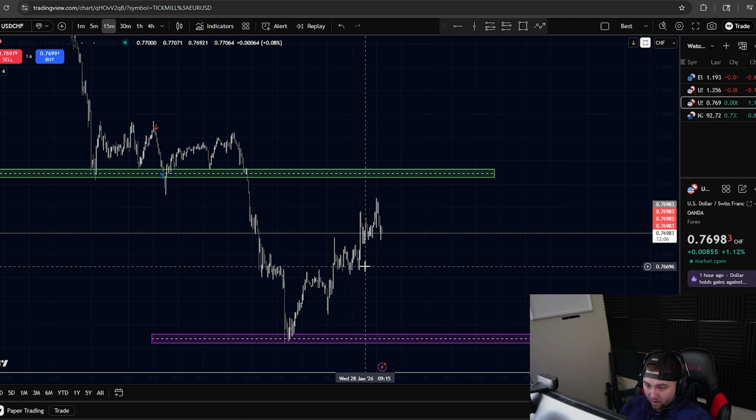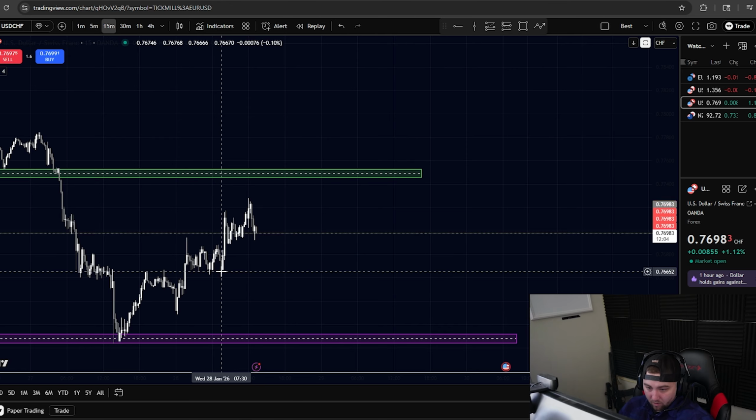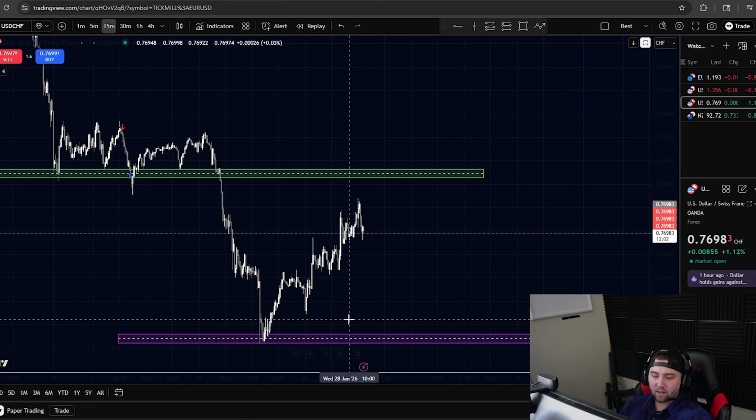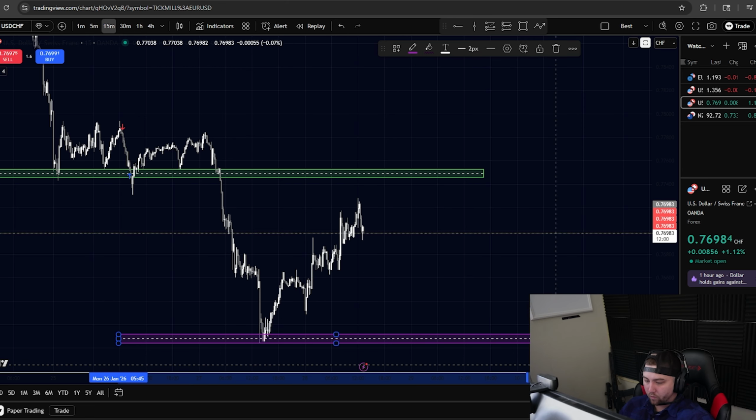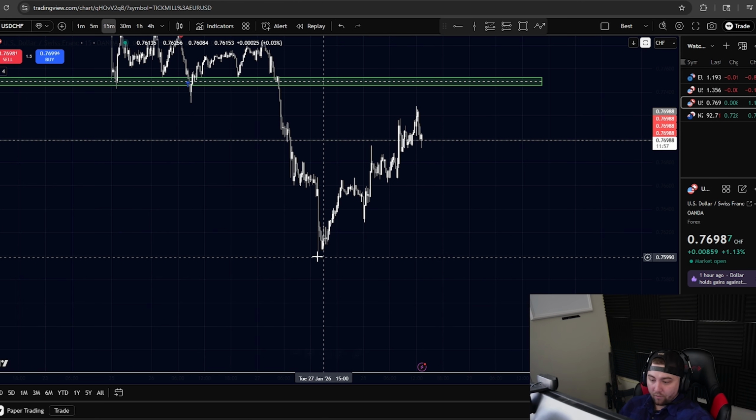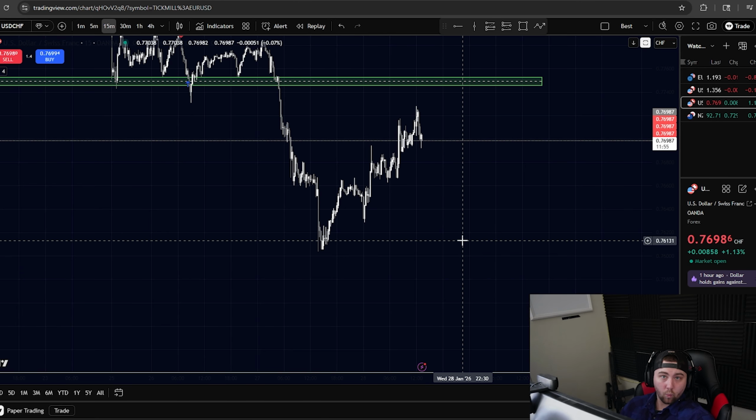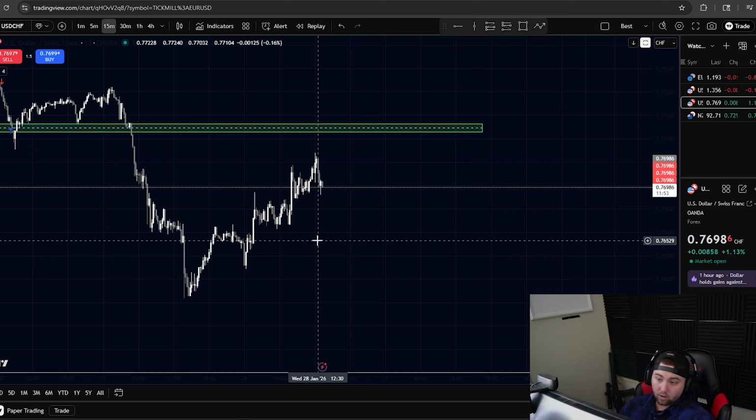Is this a valid area of interest right here? Because we had a tap here, tap here, tap here. No. It's not big enough. It's not long enough. This is only an hour or two. So we don't have a valid support yet. We don't have a trade. Not yet. We don't have a trade yet.